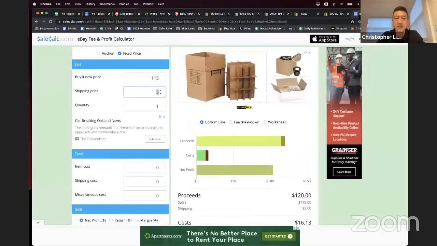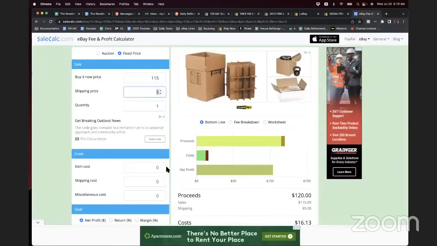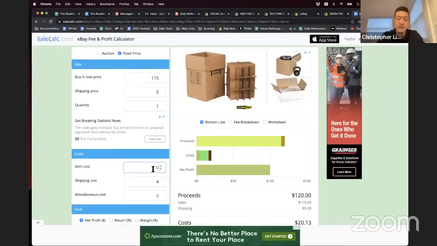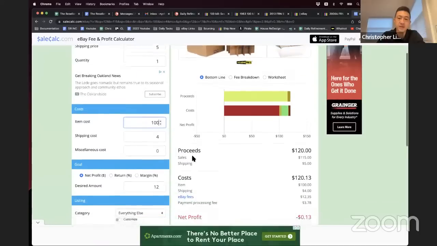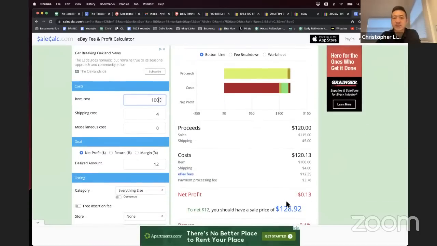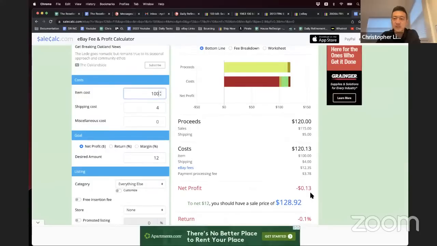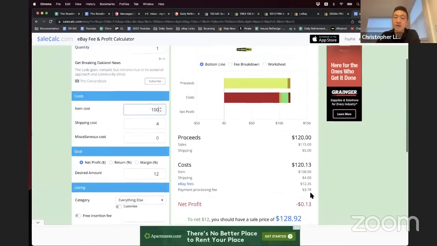$4 if you ship first class. Okay, and let's assume it costs $100. He would lose 13 cents on this transaction. So this is a non-profitable listing, but maybe they're trying to get feedback, or maybe he did the math wrong. What do you think happened?